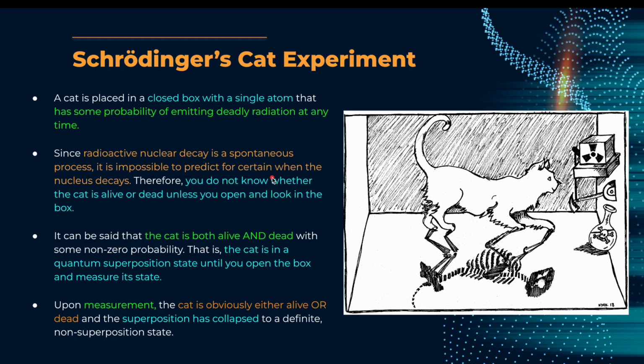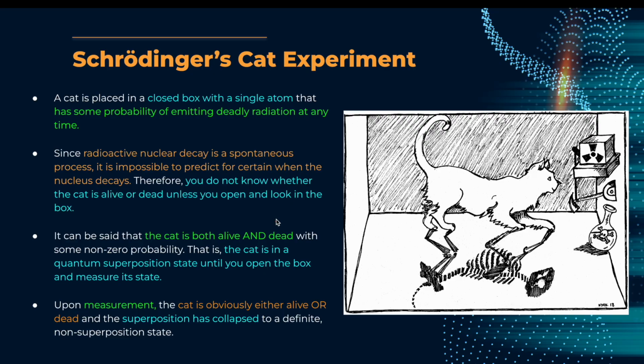Suppose you have a cat in a closed box with a single atom that has some probability of emitting deadly radiation at any time, right? So the cat can die. And since radionuclear decay is a spontaneous process, it is impossible to predict for certain when the nucleus decays. Therefore, you do not know whether the cat is alive or dead unless you open and look into the box.